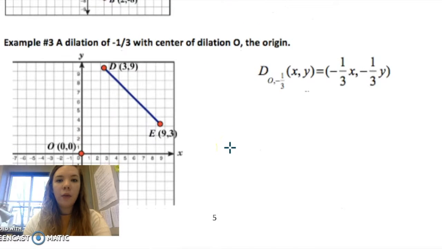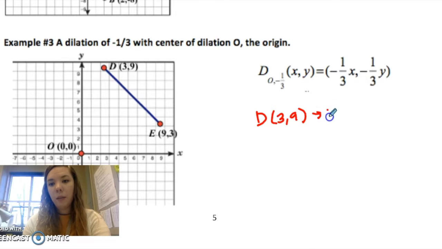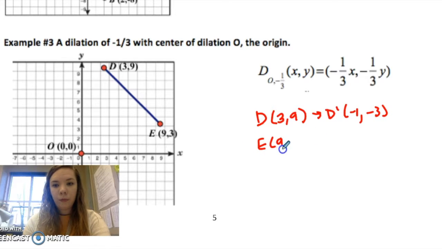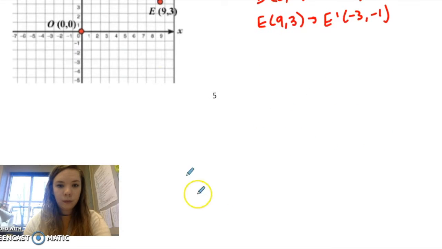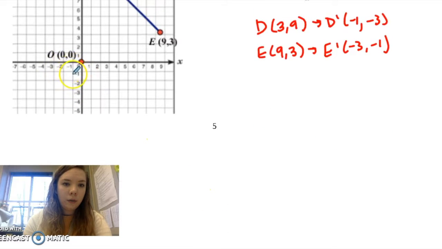A dilation of -1/3 with the center of dilation O, the origin. So the negative is going to change the direction of our line, so it will be facing a different way. But again, I'm going to take whatever my points are and multiply by -1/3. So that would make D prime (-1, -3), and E prime (-3, -1). So there's our D prime and our E prime. You should label these.